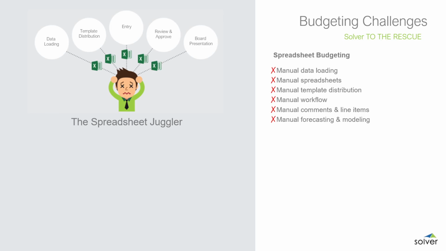It's a challenge. And how about sending that information out to different constituents to get their input? They can only be in the spreadsheet one person at a time. So how do you keep version control of your spreadsheets and really nail down your final budget? So that's just some of the challenges.